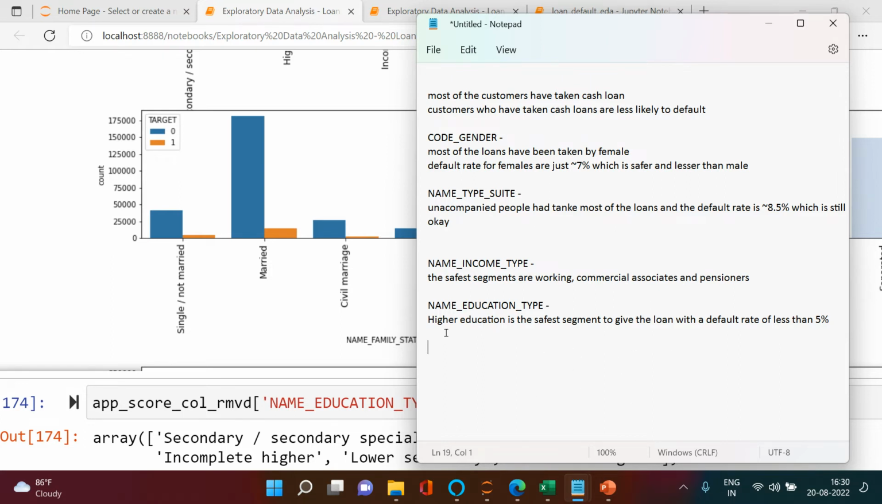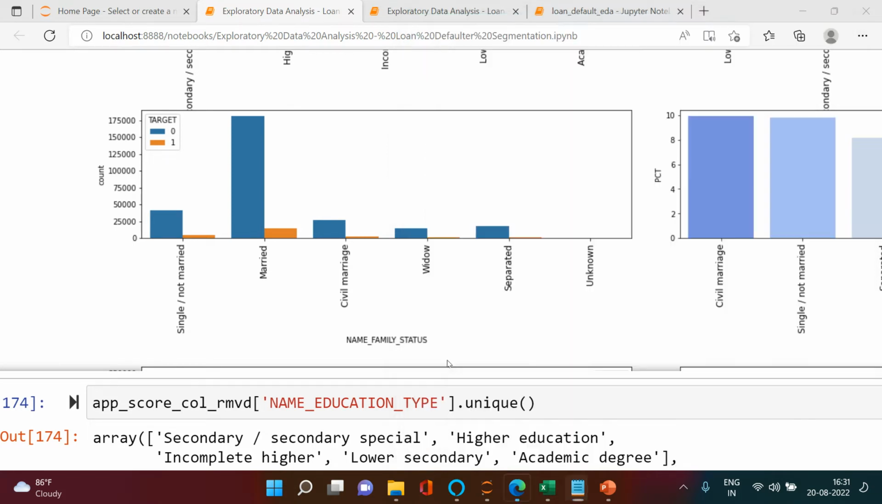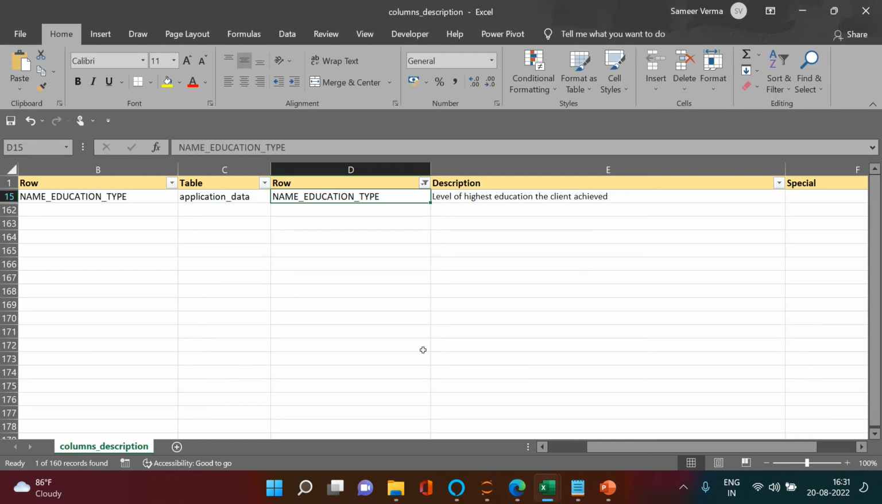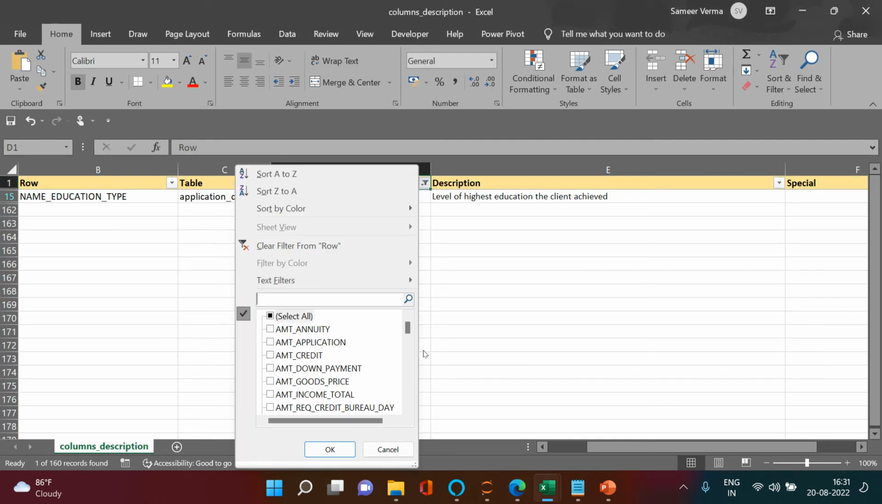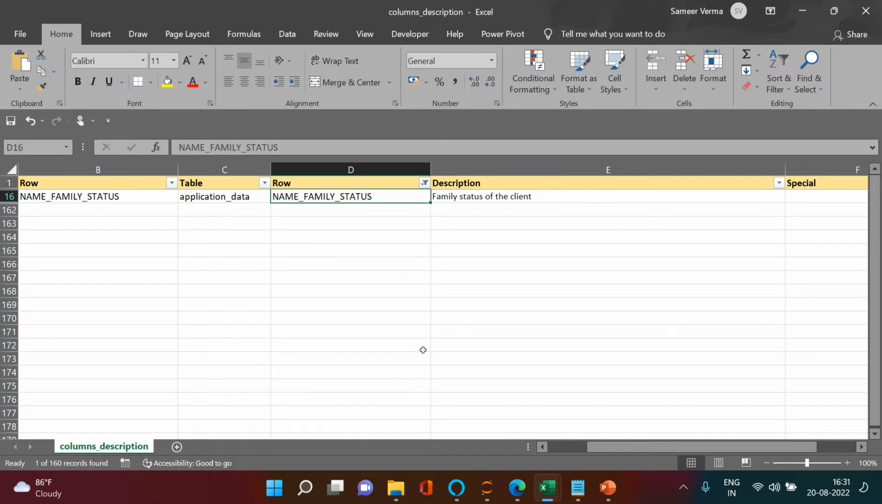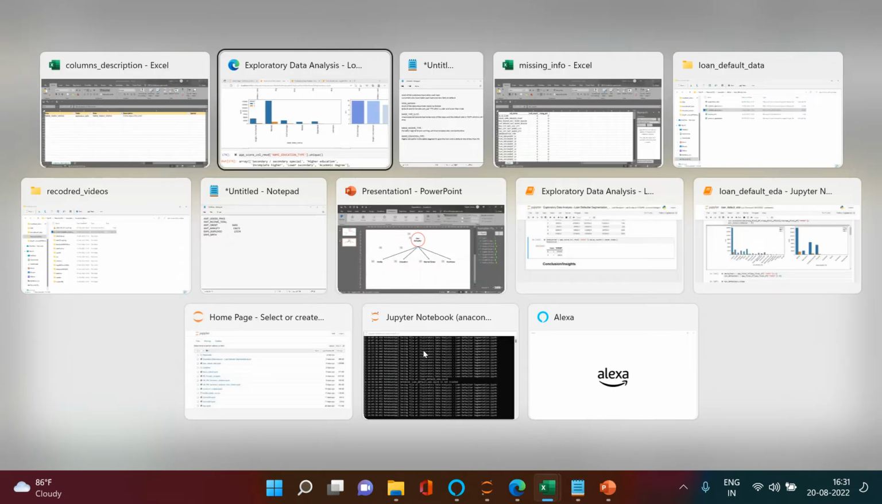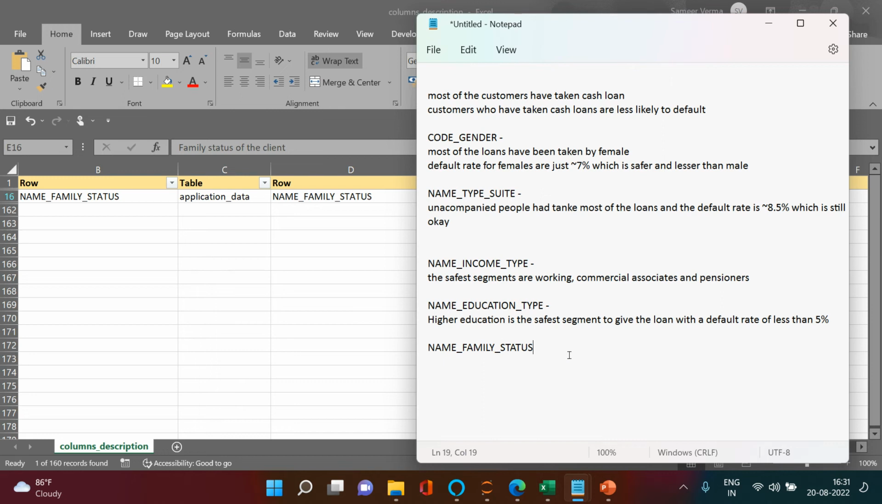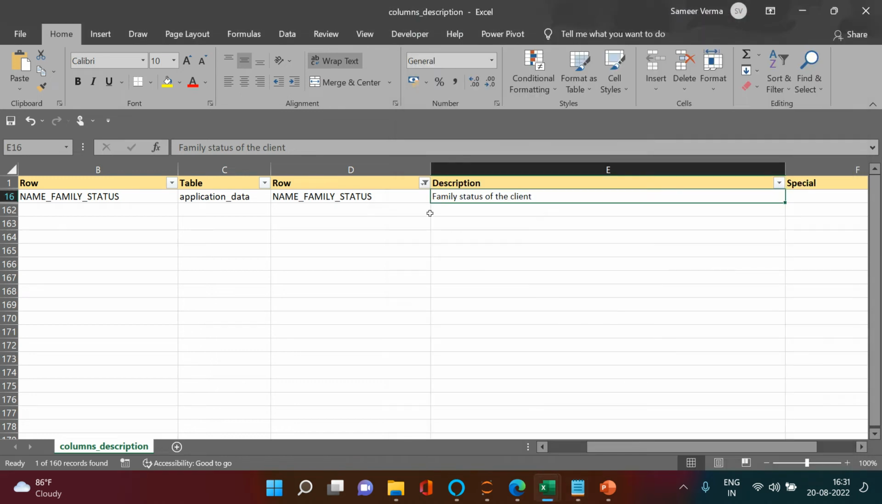Okay, so now we are done with analyzing name education type. How many variables are we done analyzing? 1, 2, 3, 4, 5 more to go. So here, name family status. Let me just write it down. Let me just see the definition of this. This is quite obvious what this particular variable means, but still I would show you here. It simply means family status of the client.